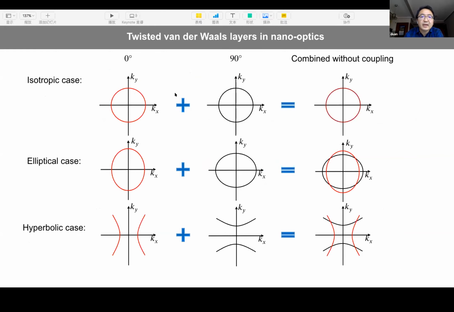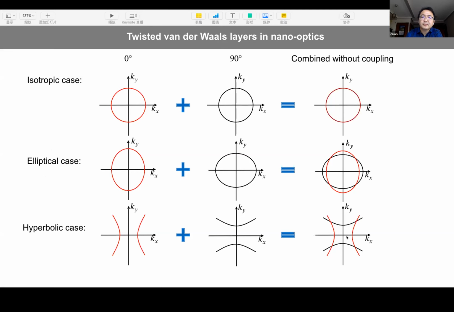In this slide, you can see if we study the isotropic case, it's more or less the same. If we combine the two circular isofrequency curves, it is not so sensitive to the twist angle. But if we consider the elliptical case, or especially the hyperbolic case, we can find the isofrequency curve should be totally different. But please remember that this is just a simple combination of the two hyperbolas without taking into account the electromagnetic coupling.